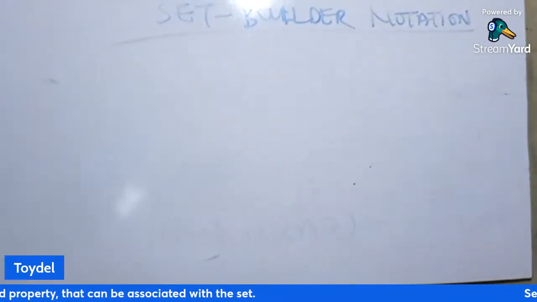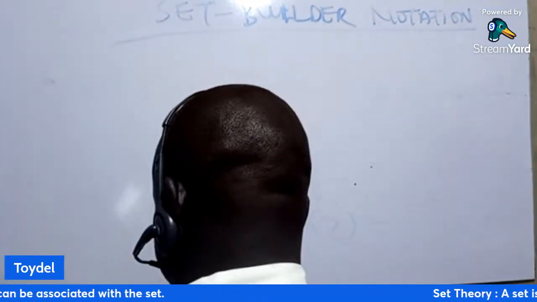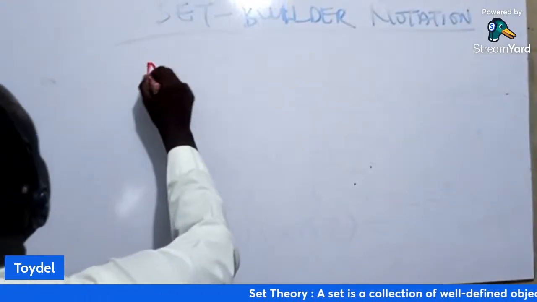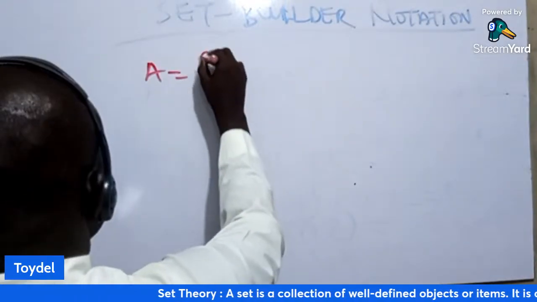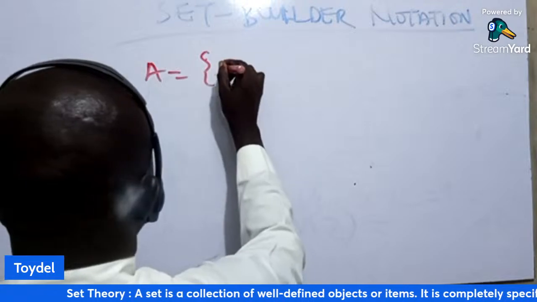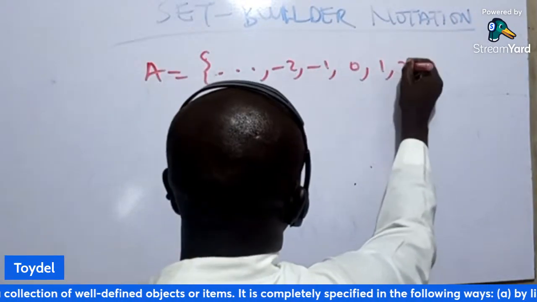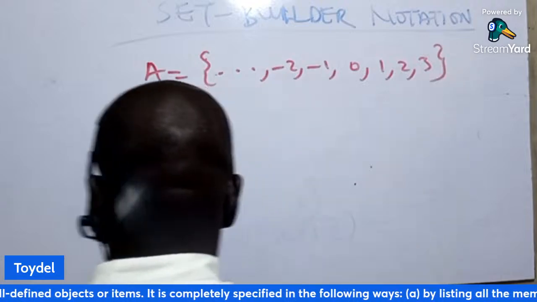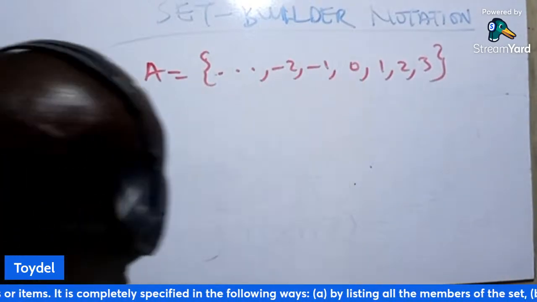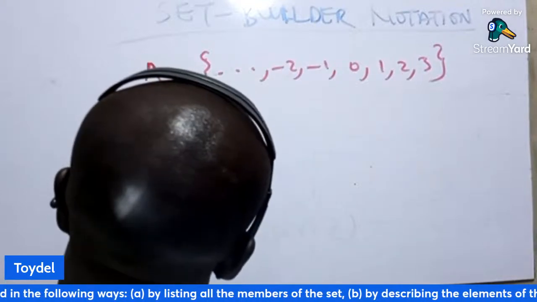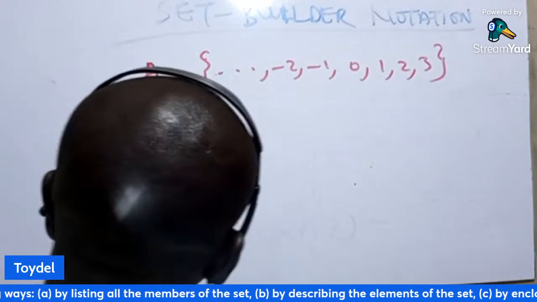For instance, if we have A equal to dot, dot, dot, minus 2, minus 1, 0, 1, 2, 3. If you have A equal to what you have on the board, how can we represent this in the form of set builder notation? Look at A.